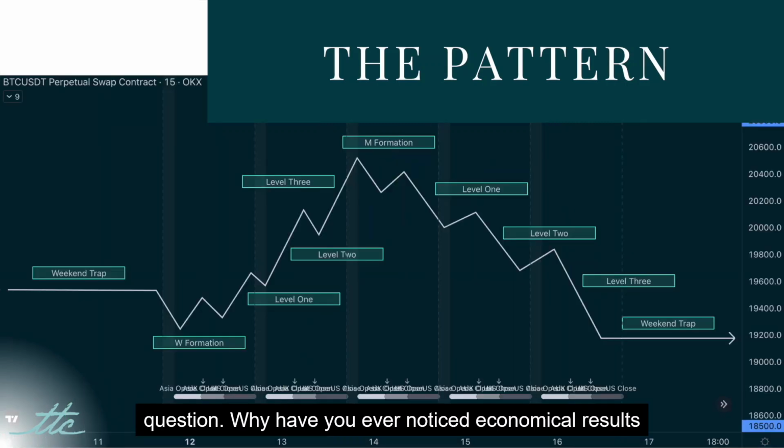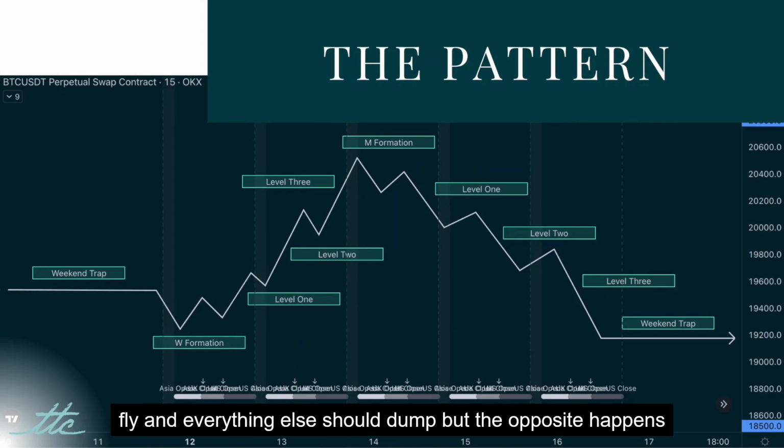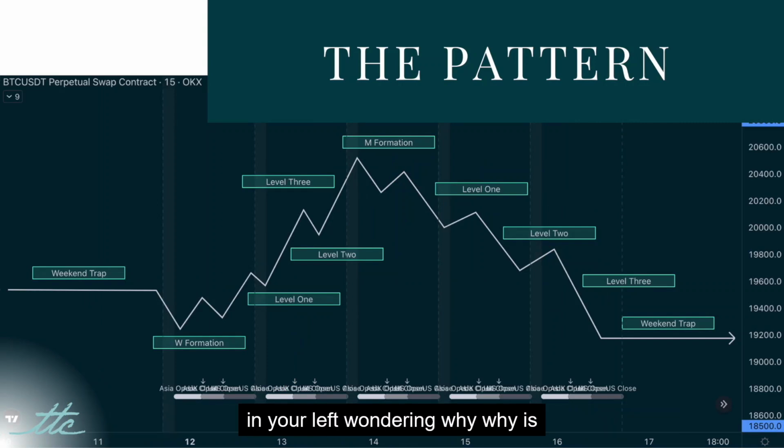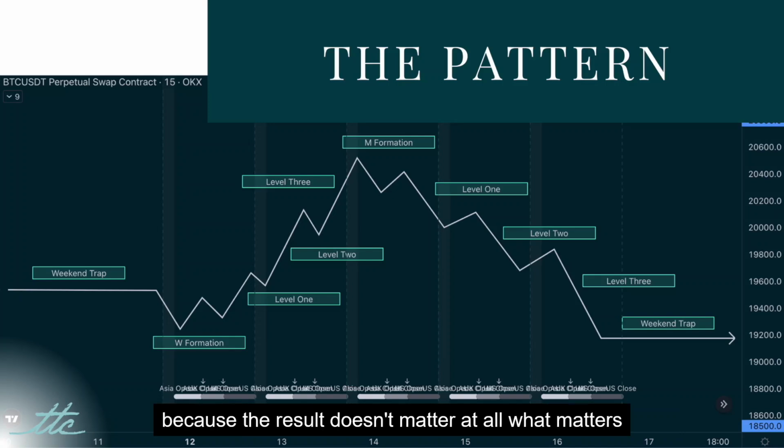Have you ever noticed economic results come out and the numbers show that the Dixie should fly and everything else should dump, but the opposite happens and you're left wondering why? Why is because the result doesn't matter at all. What matters is retail sentiment.